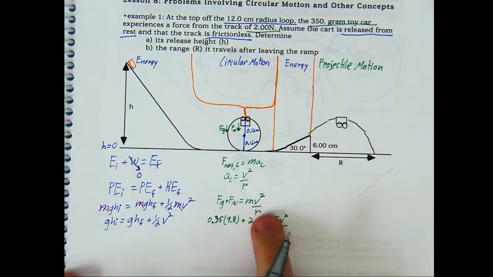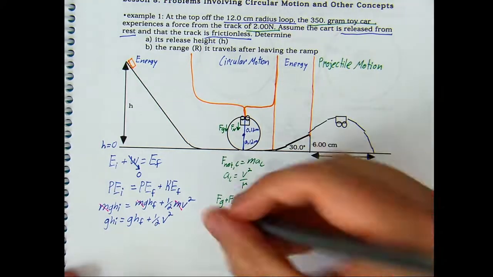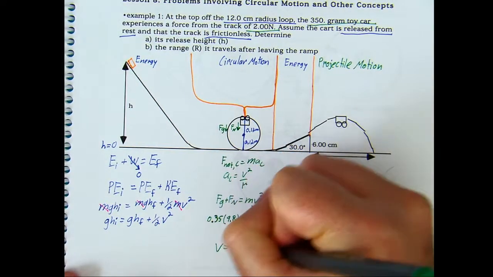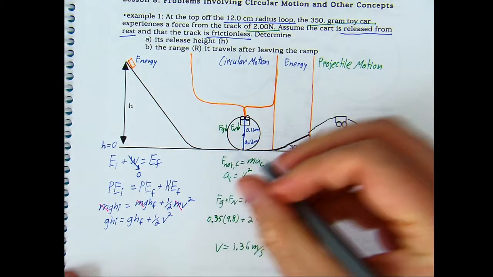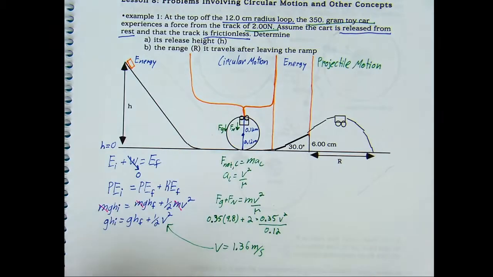If you solve this for v, multiply here, add there, multiply that up, multiply that down, and square root, you're going to find that v is equal to 1.36 meters per second. Not very fast, and then that's going to slide up in there.